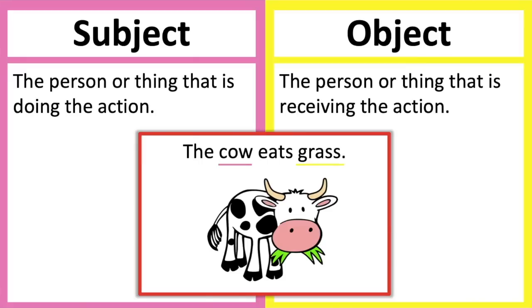An easy way to find the subject and the object is to first find the verb in the sentence. Then we can ask who or what. So in this example, the verb is eats. After this, we can find out who carried out this action by asking who eats. The answer is the cow, so the cow is the subject. Lastly, we can find out the object by asking what does the cow eat? The answer is the grass, so the grass is the object.